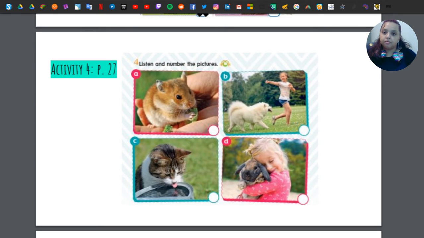Track 18. 1. A pet needs exercise. 2. A pet needs food. 3. A pet needs love. 4. A pet needs water. 5. Did you get it right?